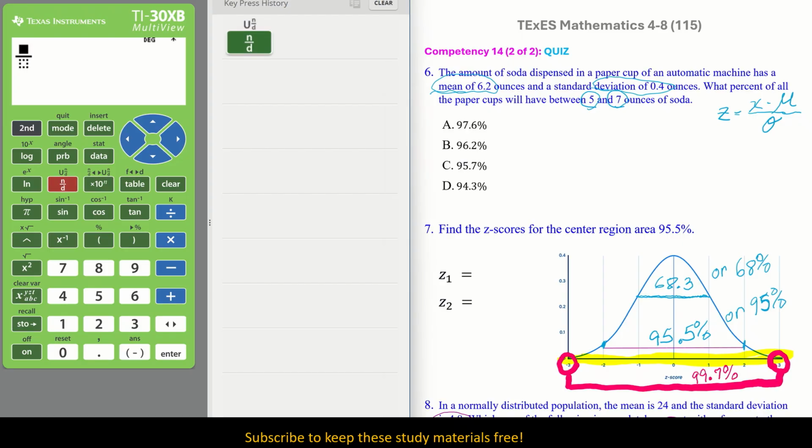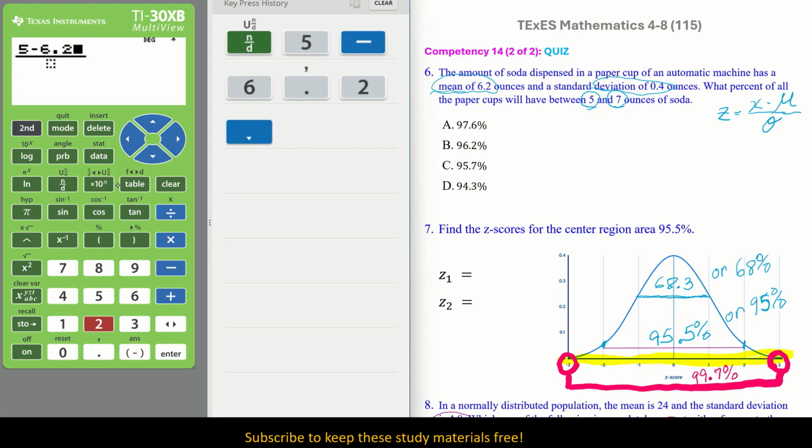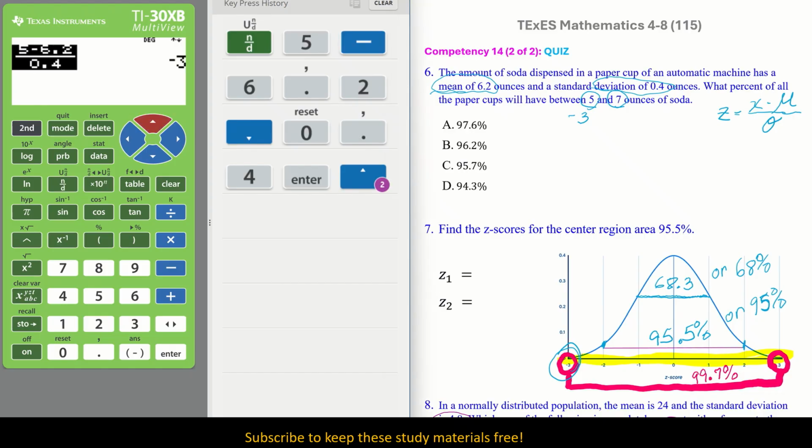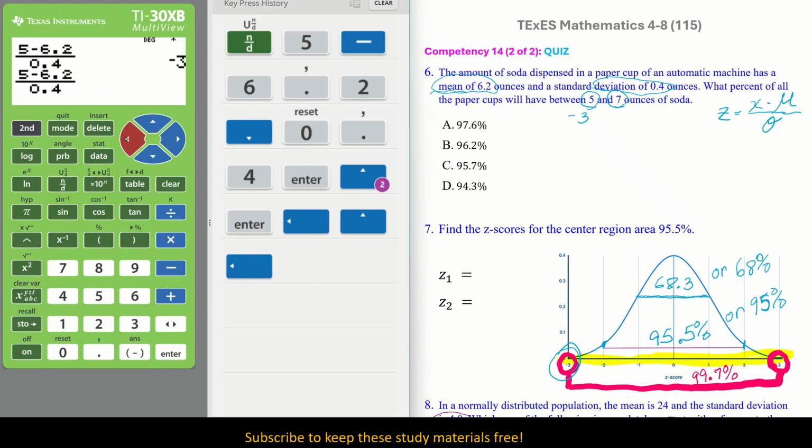So let's set up a fraction. 5 minus the 6.2 over the 0.4. For the 5, that gives us minus 3. Now I've already set that up here. I'm going to go back up and do a type over. So I'm highlighting so I can capture. Press enter. I've captured my setup. I'm going to go over my 5. It's highlighted, type 7, enter, and that gives me 2.